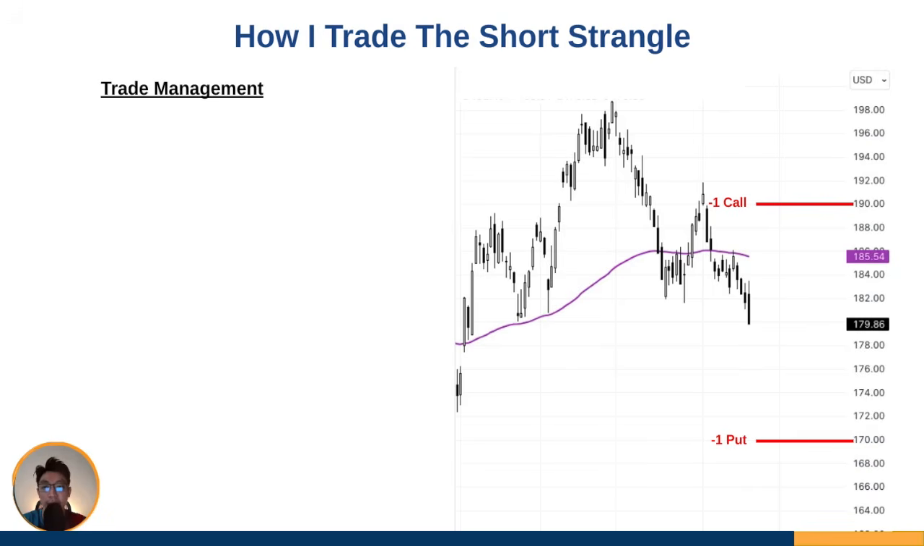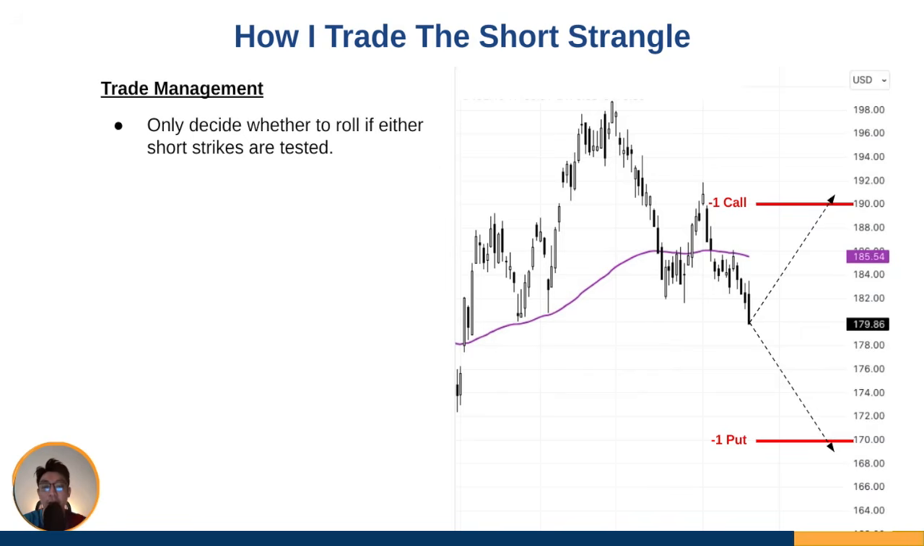Now, finally, let's get into trade management. So trade management basically just involves rolling, right? So I only decide whether to roll if either of my short strikes are tested. I do not roll if my short strikes are not tested. As much as possible, I don't really want to roll and just keep this max profit zone down here the same width. It's only when I get tested on either side that I choose to roll or not.